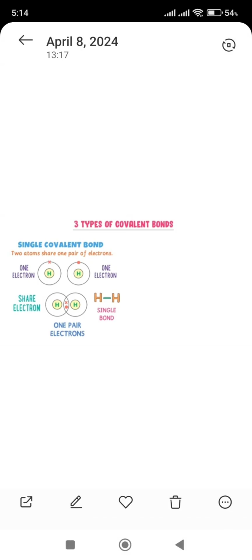We know that this hydrogen atom has one electron in its last shell, and the second hydrogen atom also has one electron in its last shell. They combine together by mutually sharing one electron from each hydrogen atom to form a covalent bond. So we can say that this is one pair of electrons shared between two hydrogen atoms. Here the doublet rule of each hydrogen atom is completed and it gains stability, so they form a hydrogen molecule. Remember that a single straight line between two hydrogen atoms shows a single covalent bond.